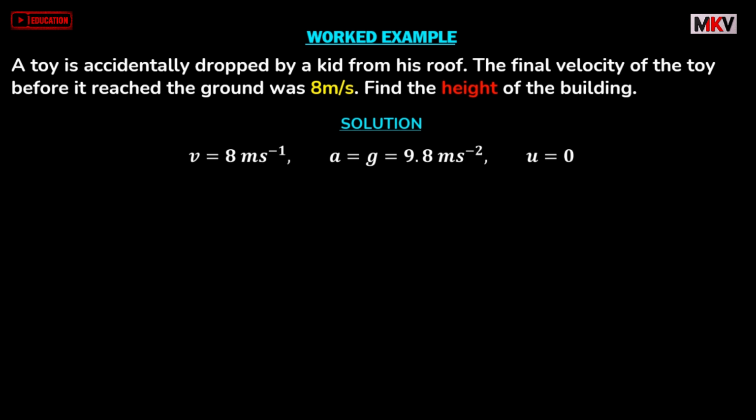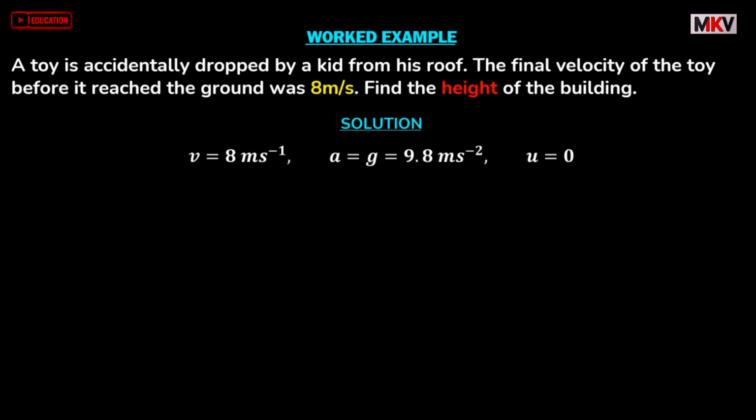And we have our initial velocity, which is 0. So at first, the toy wasn't moving from the roof. It had no initial velocity. So it moved from 0 to 8. So our U is 0 and our V is 8. So therefore, we have our V, we have our A, we have our U. We're looking for height, which is S. It is a distance. So which equation will be suitable for this problem?